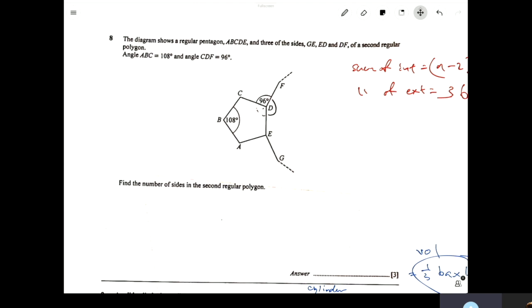Using this idea, we can solve all sorts of polygon questions, including this one. Find the number of sides. You must find EDF. We know this one is 108. So 360 minus 96 minus 108.